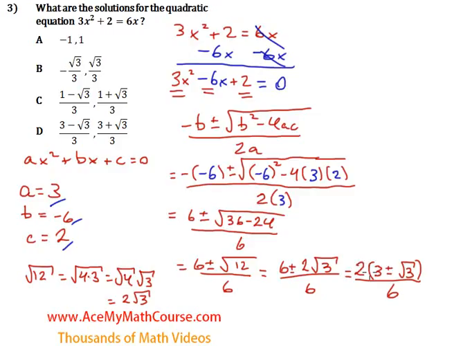Now 2 and 6, we can simplify those. Divide 2 by 2, we get 1. Divide 6 by 2, we get 3. And this is finally the answer, 3 plus or minus the square root of 3 over 3. And of course we have two solutions: 3 minus the square root of 3 over 3, and 3 plus the square root of 3 over 3. So D is the answer. And that's it.